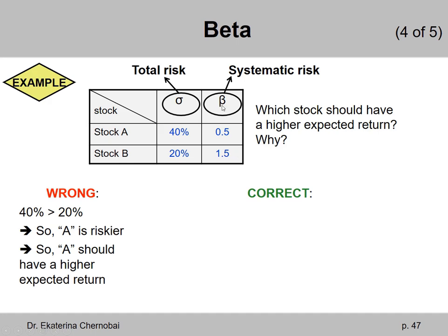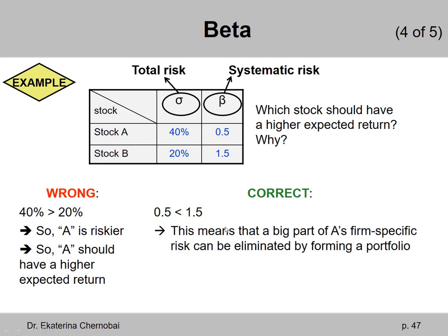This is really the only thing we should care about when we talk about high risk, high return, right? So by high risk, we should only focus on the systematic risk. Which stock has a higher systematic risk? Stock B, because 1.5 for stock B is higher than only 0.5 for stock A.